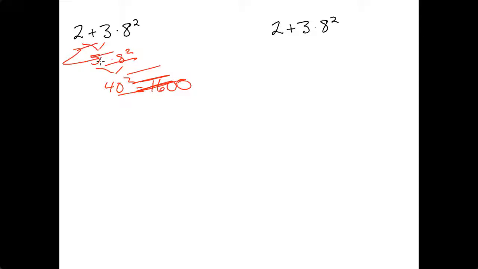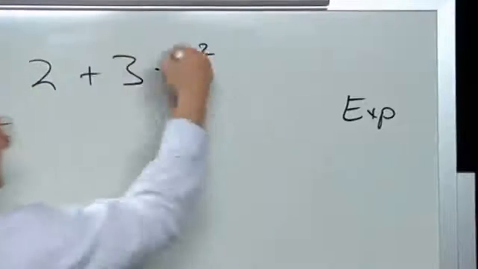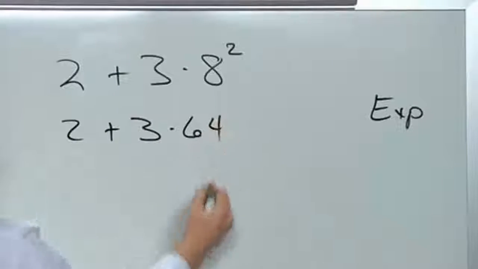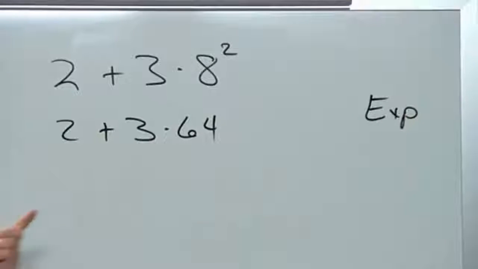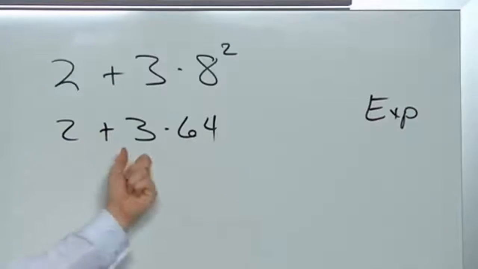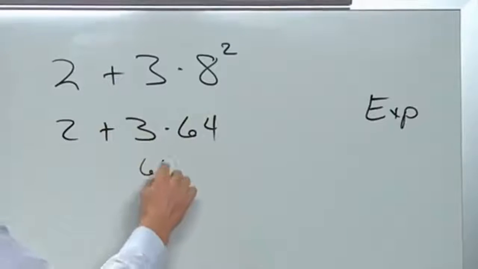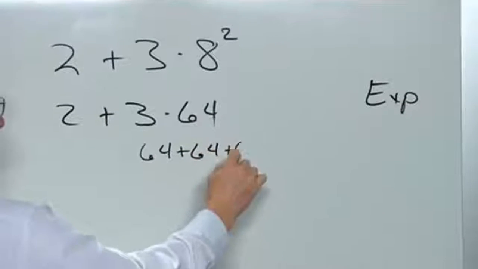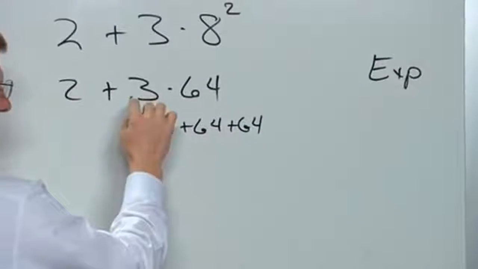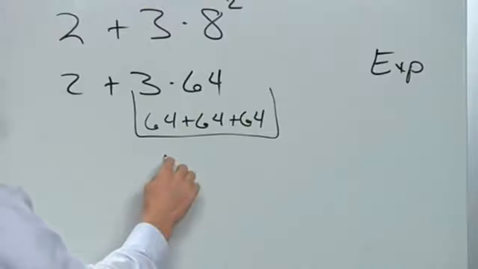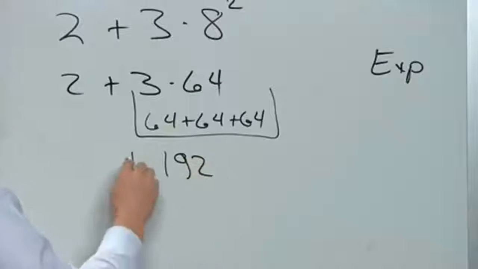Now, if you remember, this is 8 times 8. So we actually have to take care of the exponents very first. You got to take care of that because that's shorthand for multiplication. So you go 2 plus 3 times 64. Now, this one right here, if you went 2 plus 3 is 5 and then 5 times 64, note that this is shorthand for 64 plus 64 plus 64. So this actually has to be done first before we can add that 2 on. And so we get 192 plus 2.